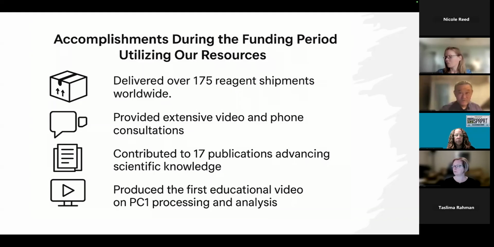But this is not the only thing we do. We have accomplishments through the last funding period using our resources. Number one, we have delivered over 175 reagent shipments worldwide. People are asking us, and we're too busy. I wish we had more hands. We can ship them anytime we want, but now we have to wait a week, because otherwise the other people cannot do other work. So we actually have lots of requests, 175 shipments worldwide during our 4 years. We have even more now; this was the count in November, when we wrote the grant.